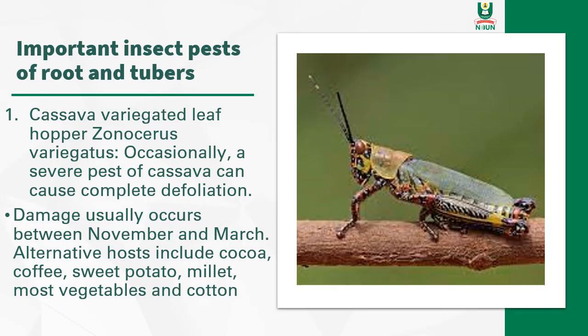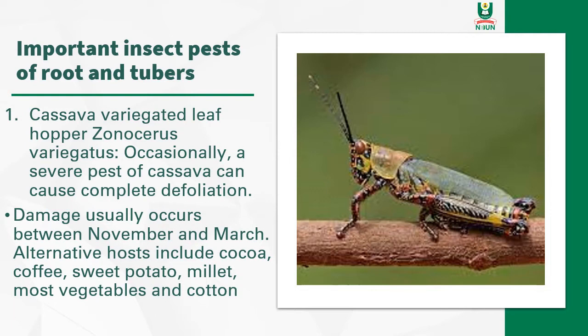Moving to the next slide, we are going to be talking about the important insect pests of root and tuber crops. Like you know, root and tuber crops are staple crops and they are very important in our diet. So it is also important to know the pests that cause serious damage to these crops, so that I will be able to know how to control them.